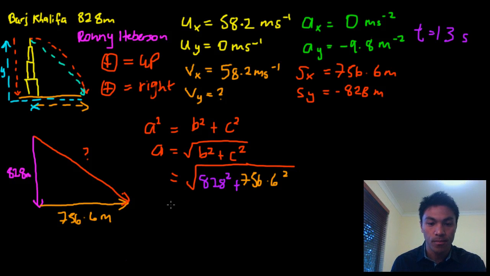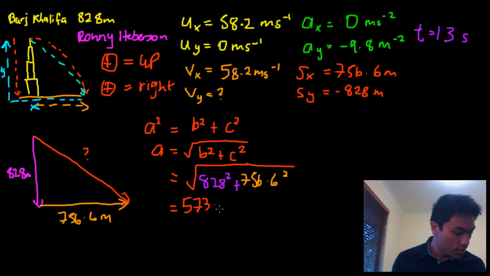Let's just complete this here. Mr. Coombe's going to do that quickly in his calculator. Square root of 828 squared plus 756.6 squared. It should end up being 573.27 meters to the bottom right.